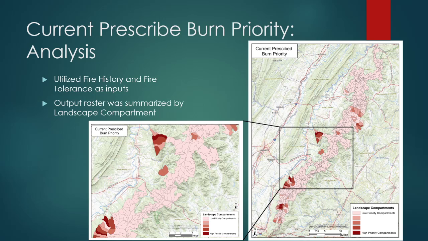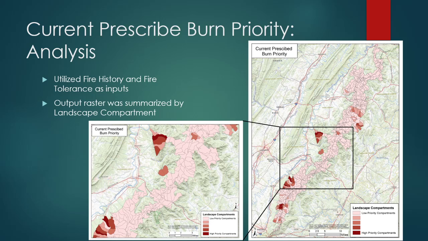The current prescribed burn priority analysis was conducted utilizing a weighted overlay. It uses the fire history data and the fire tolerance data as input. The weights were based off of the initial study conducted in 2011. Each layer was given an equal weight, and the different variables in each layer were given different priority values.